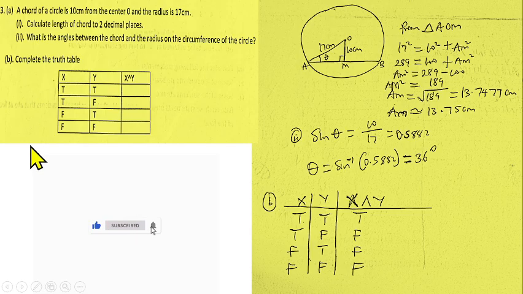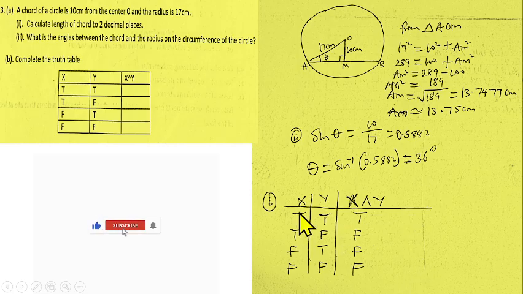Then for question number 3b, that's from propositional logic. You have to complete this truth table. This is proposition x and proposition y. These are the possible outcomes: true, true, false, false, true, false, true, false. And this is x and y. So I want us to complete the truth table for and as a connective.